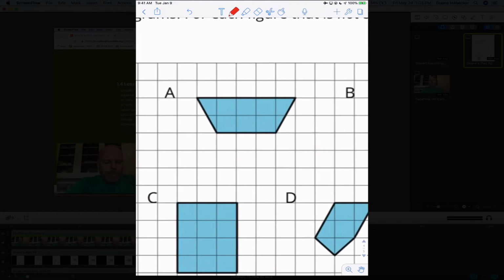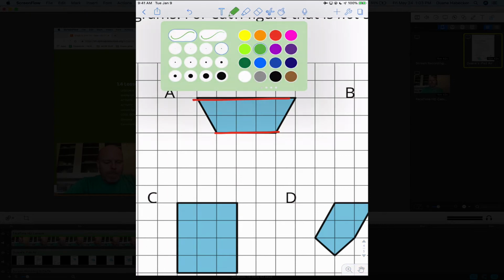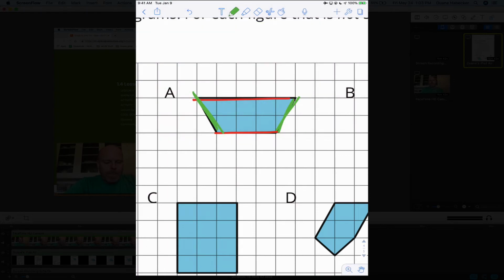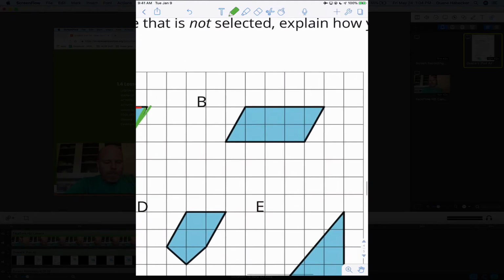So we take a look at A. A is definitely not a parallelogram because while these two sides are parallel, these guys are not parallel. So that is definitely no.